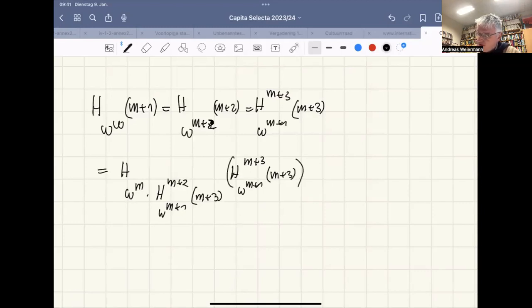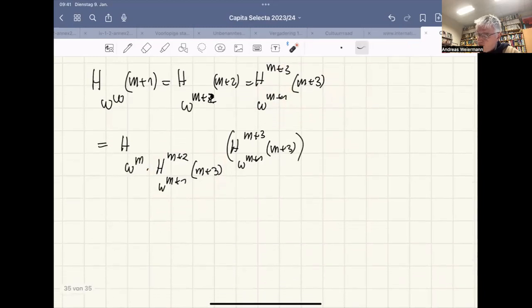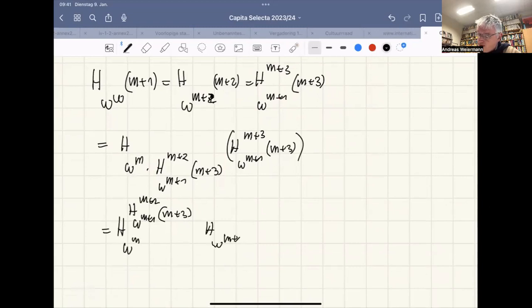Why is this the case? We take here the fundamental sequence and plug in here the m plus 2 iterations in the argument. So this is the same as h omega m plus 1, m plus 2 many iterates of m plus 3 of h omega to the m plus 1, m plus 3 of m plus 3.